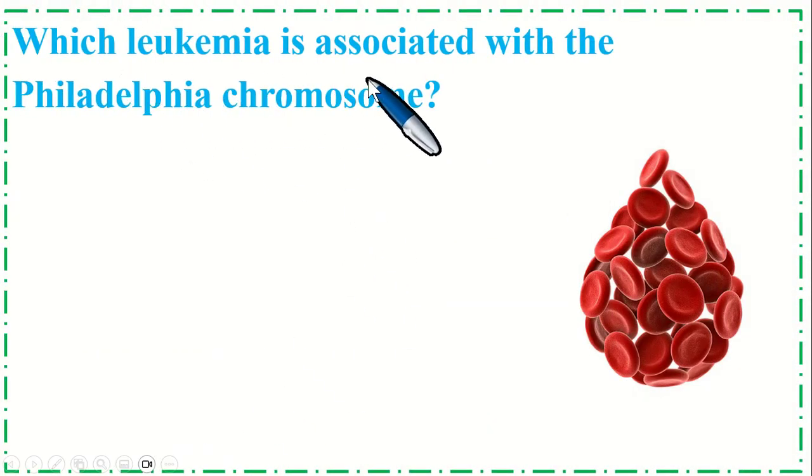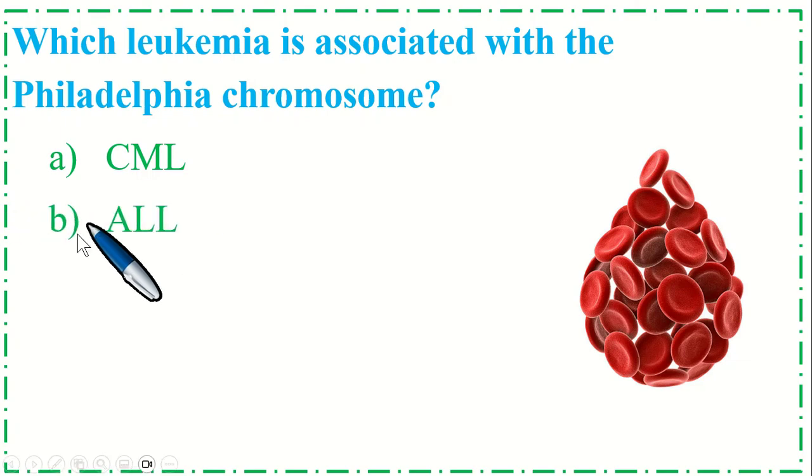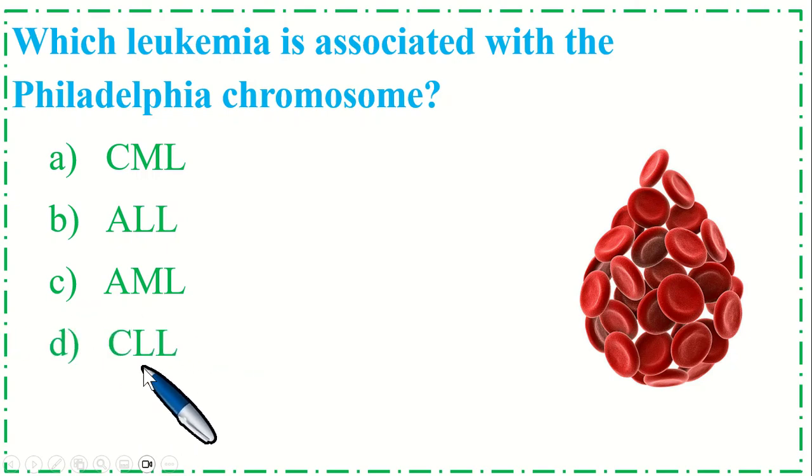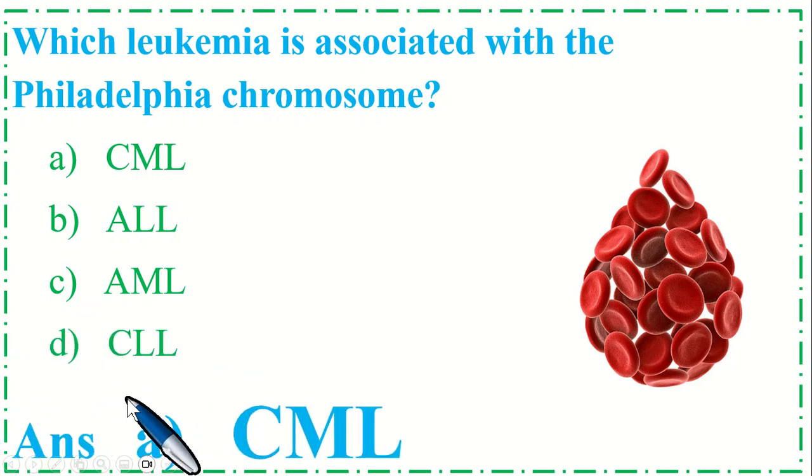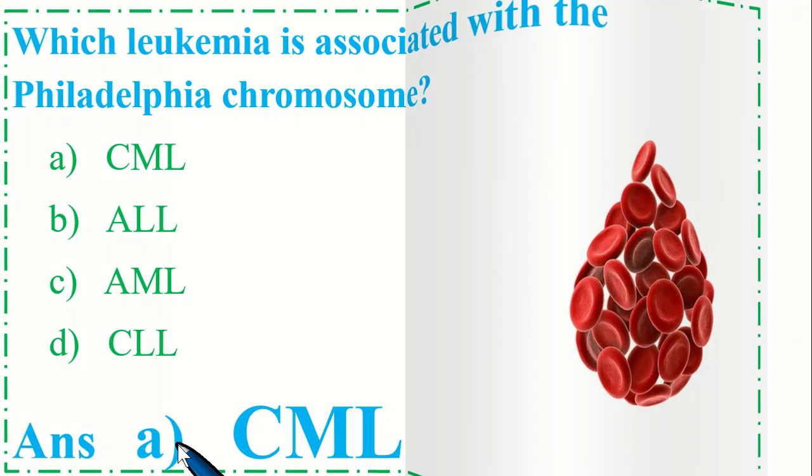Which leukemia is associated with the Philadelphia chromosome? Option A, CML, chronic myeloid leukemia. Option B, ALL. Option C, AML. And option D, CLL. So the correct option is A, CML.